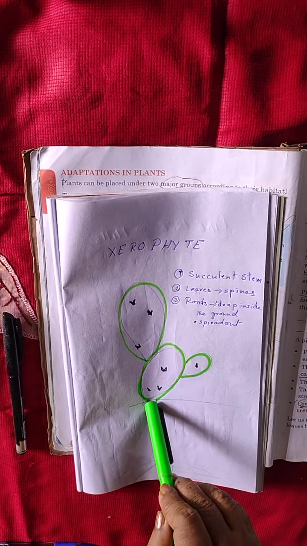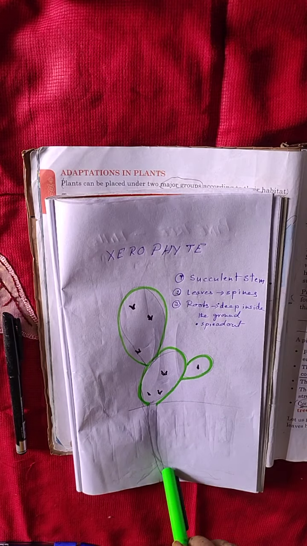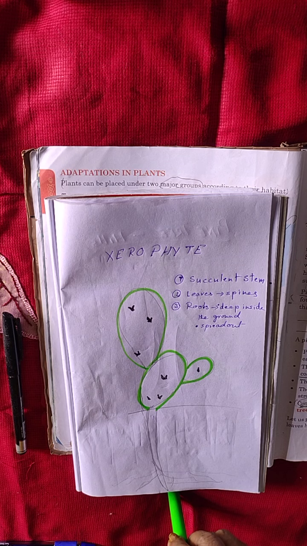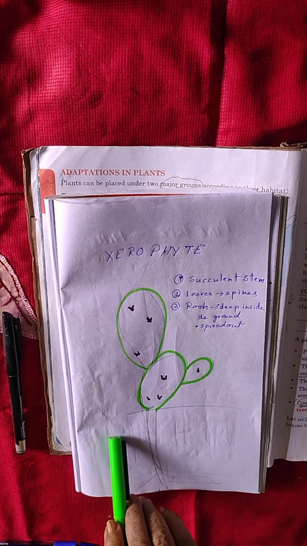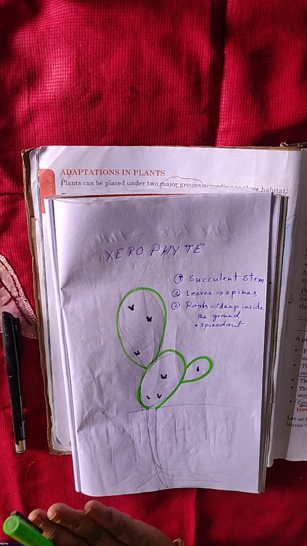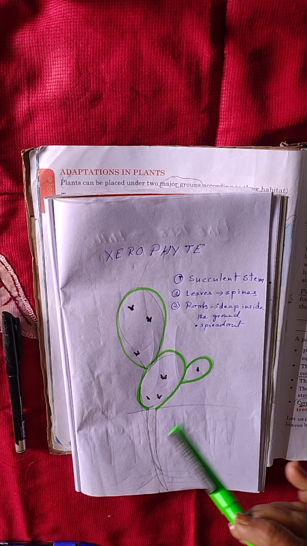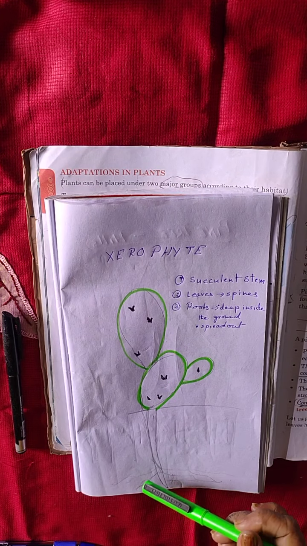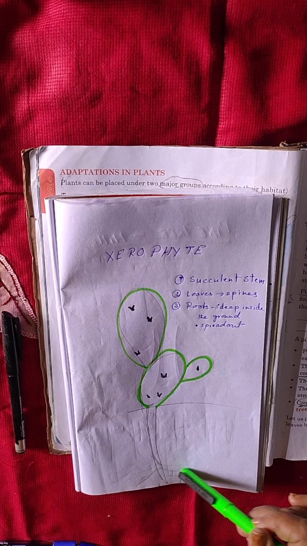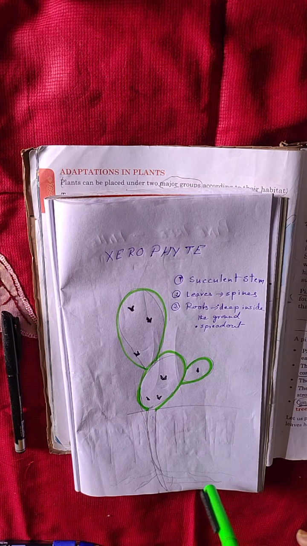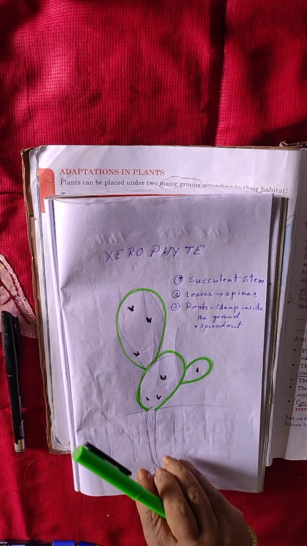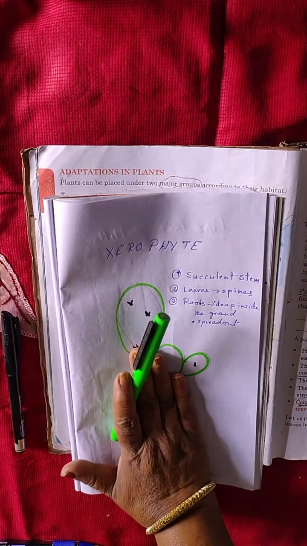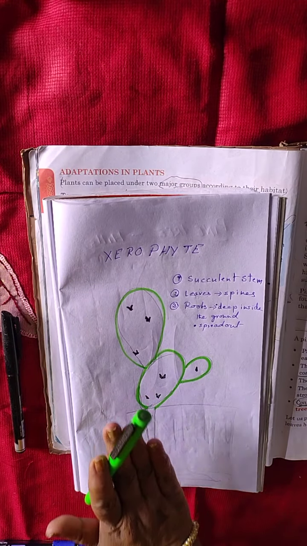One more adaptation of these cactus plants is their roots. It has long roots which go deep into the soil of the desert region, because the top soil is sand. Sand does not contain any water. So the water it needs, it gets from deep in the soil, and there the roots are also spread out through a large area to collect more and more water for the plant. This is the adaptation of the desert region plants.